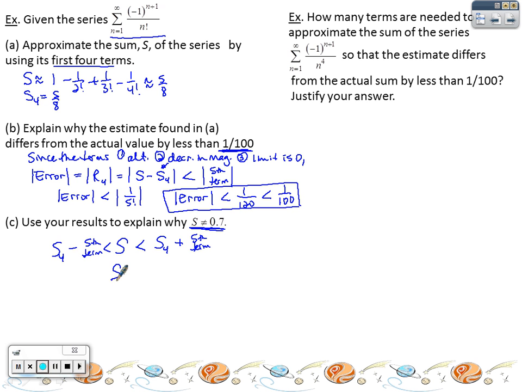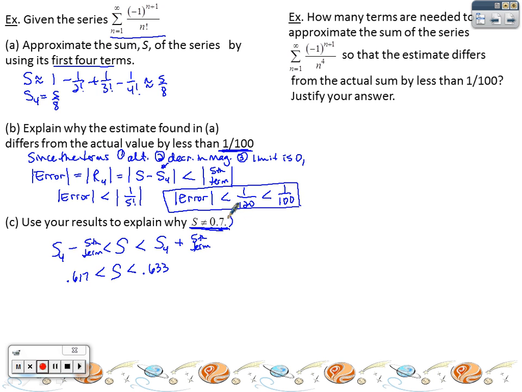So my real sum is going to be between, so S sub 4 is 5/8, so 5/8 plus 1 over 120, and I'm just going to give a decimal approximation since this is in decimal, is 0.633. And then if I subtract the 1 over 120 from it, I'm going to get 0.617. And that tells me that the real sum of this series is somewhere between 0.617 and 0.633.